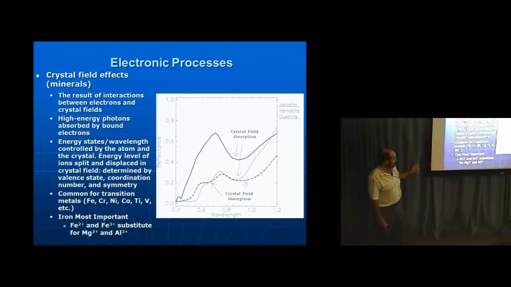They occur for materials like iron, chromium, nickel, cobalt, titanium, vanadium, and things like that. But iron in the Earth environment is the most important, and it's Fe+2 and Fe+3, and the position of the absorption features varies depending upon the valence of the iron electron. So for Fe+3, it's around 0.9 micrometers. For Fe+2, it's usually longer than 1.0 micrometers.